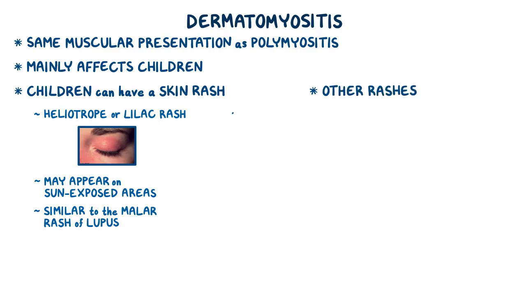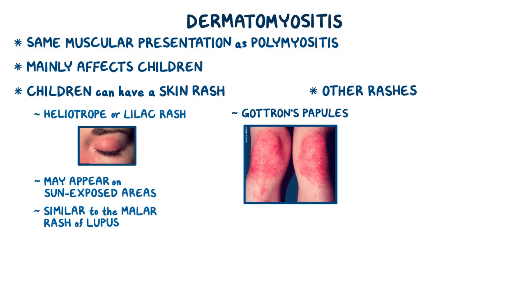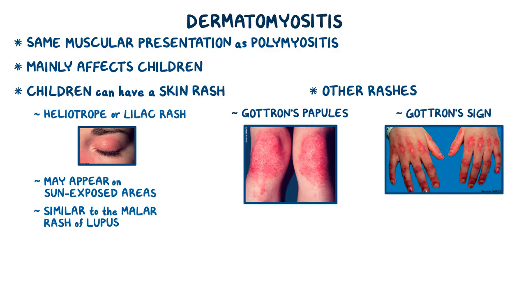Another rash is one that causes Gottron's papules, which are flat, red, scaly papules typically located on bony prominences, especially on hands, elbows, and knees. There's also Gottron's sign, which is when these red or violet, sometimes scaly, slightly raised papules erupt on the metacarpophalangeal joints, or on the interphalangeal joints of the fingers.